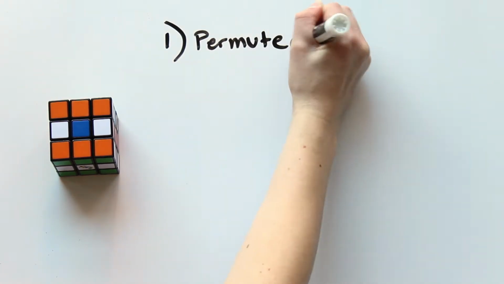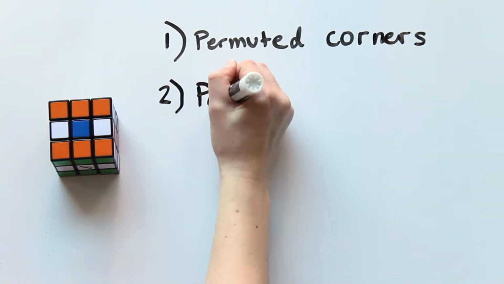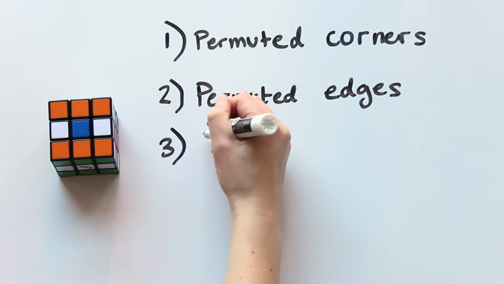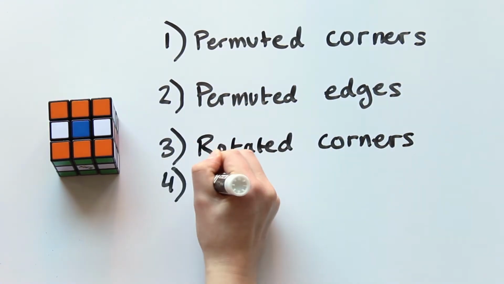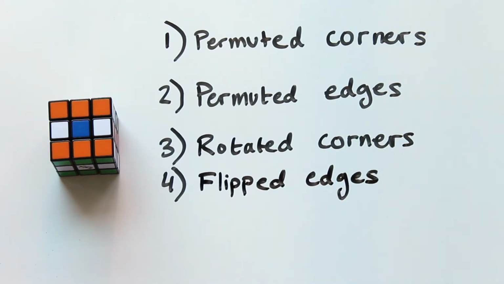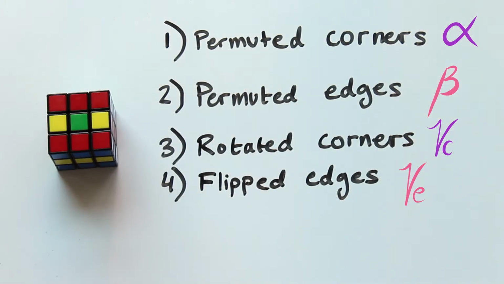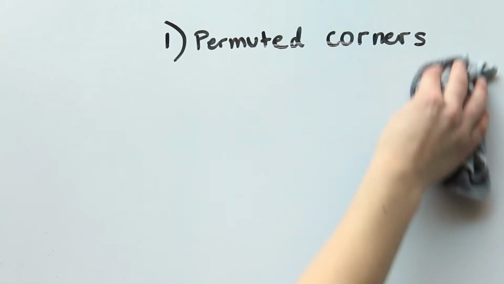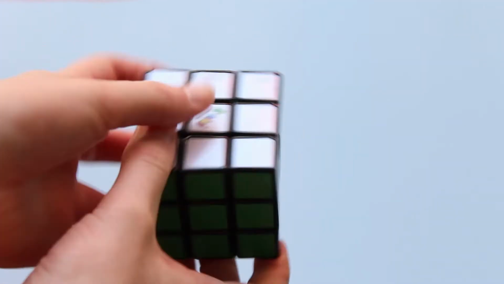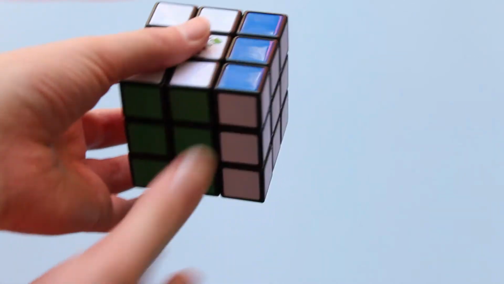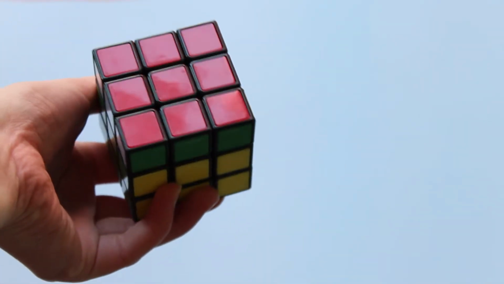To recap, for any given arrangement of the cube, we may have permuted corners, permuted edges, rotated corners, or flipped edges. To write down a specific arrangement, we encode each of these 4 possibilities in one piece of information: alpha, beta, VC, and VE. So it takes 4 pieces of information to completely encode the arrangement of our cube. Let's look at an example. What is the information that we need to record for the arrangement given by this cube move?